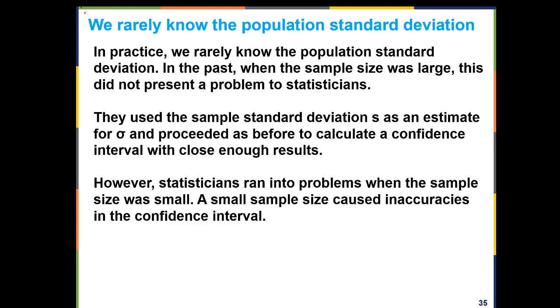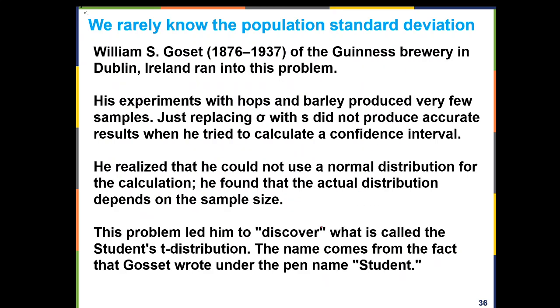All right, so where does t distribution come from? Well, in the past, when people tried to use the sample standard deviation s as the estimate for sigma, they ran into problems, because they realized that the distribution they get is not a normal distribution. The person who realized that, and did something about it, was William Gossett, who was working for Guinness Brewery in Ireland.